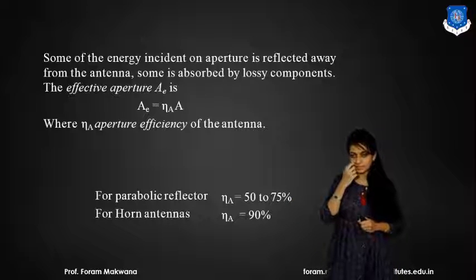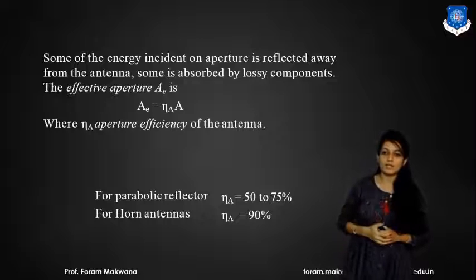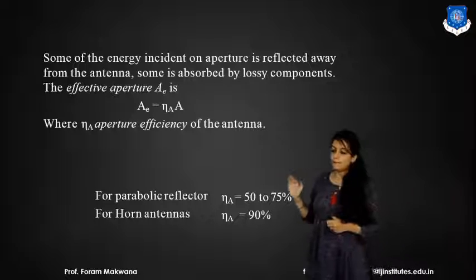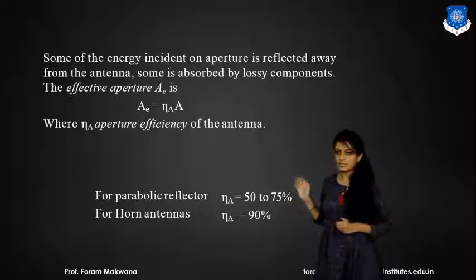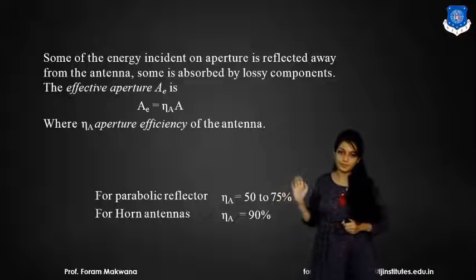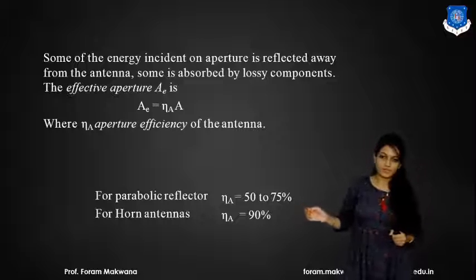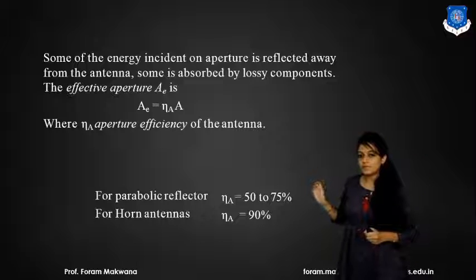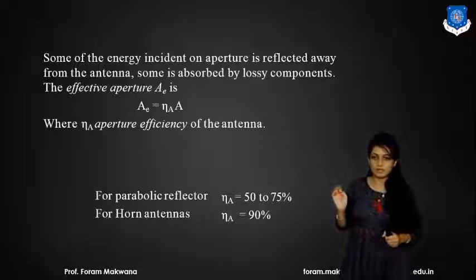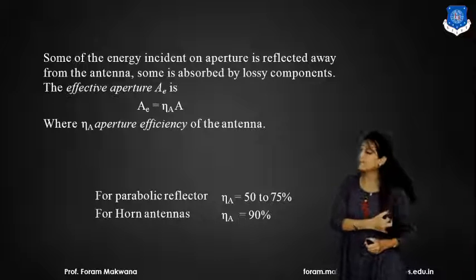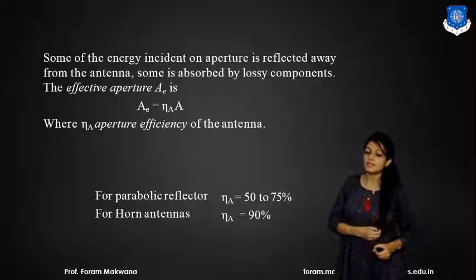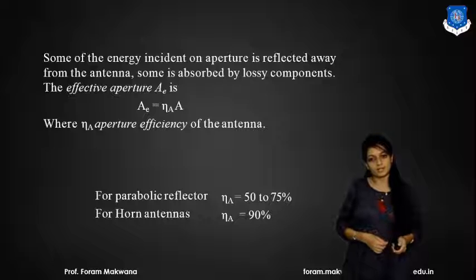That is, AE is equal to eta A into A. What is eta A? Eta A is the aperture efficiency of the antenna. Ideally, for a parabolic reflector, its aperture efficiency is between 50 to 75%, and for the horn antenna, it has a value of 90%.